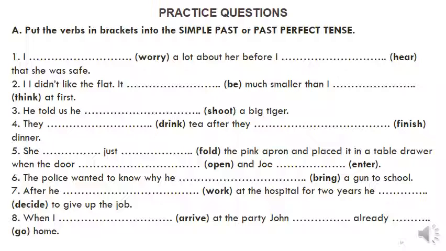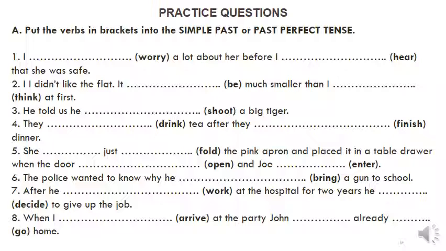"I didn't like the flat. It (be) much smaller than (think) at first." So it was much smaller than I had thought at first, because the action of thinking happened first. "She told us she (see) a big tiger." So this is just a past simple, so short.